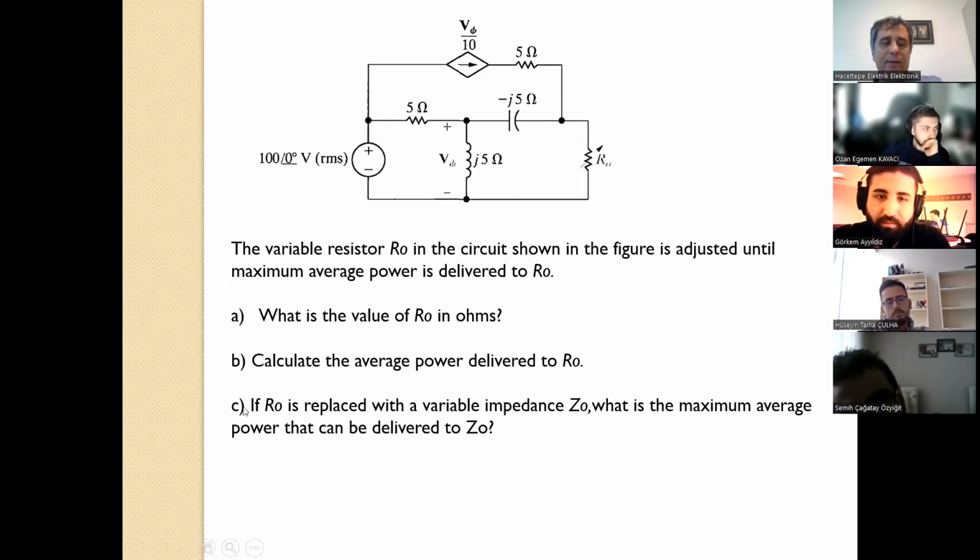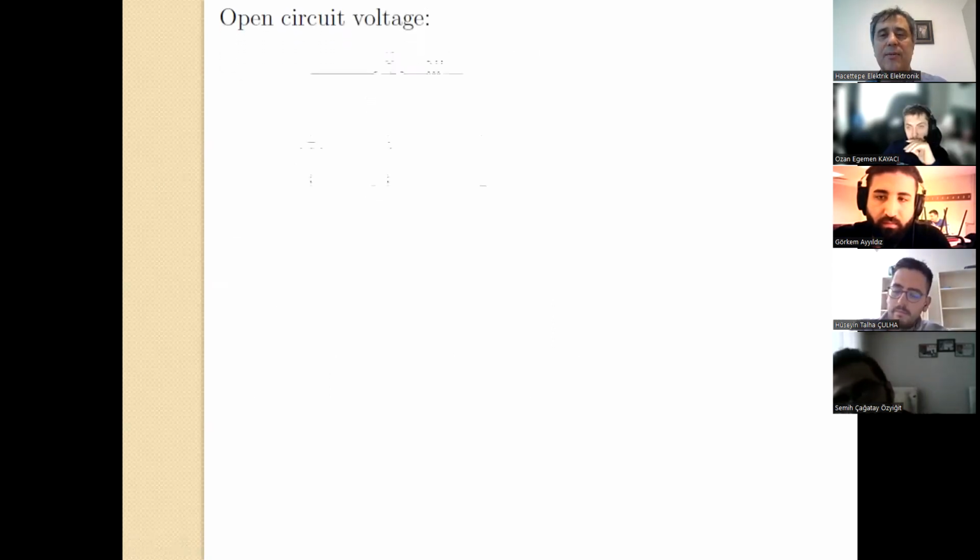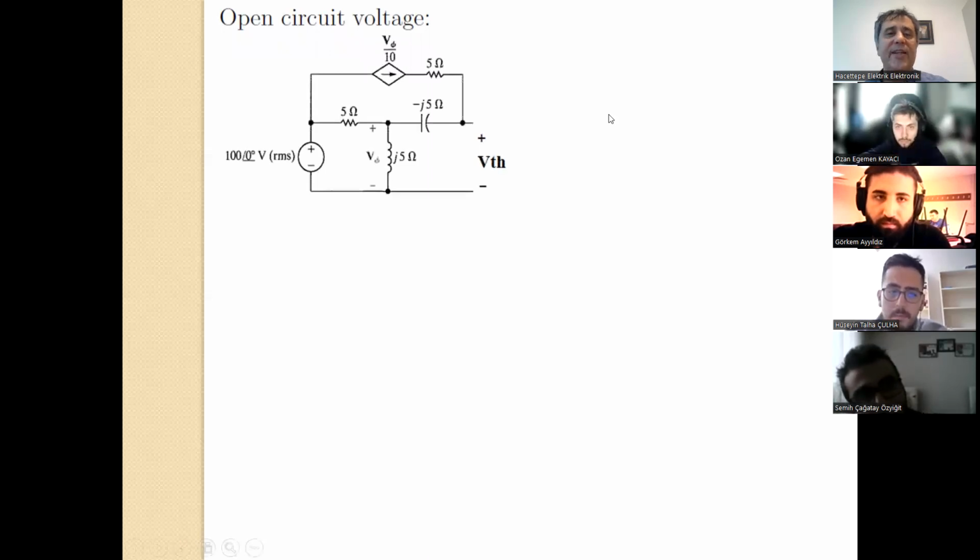Part C is without any limit. And part D is the most difficult part. What percentage of circuit developed power is delivered to the load Z0 or Z output? So this is the question generally that you may face. What is the first thing? We have to find out the Thevenin equivalent, isn't it?